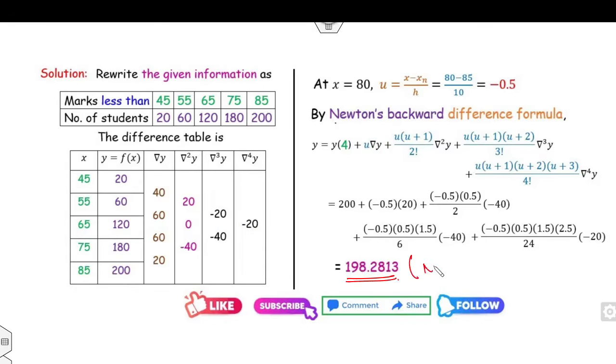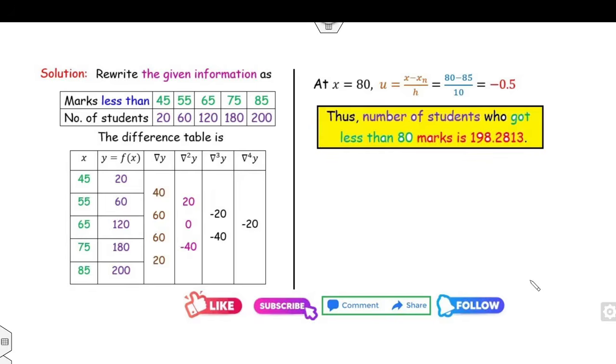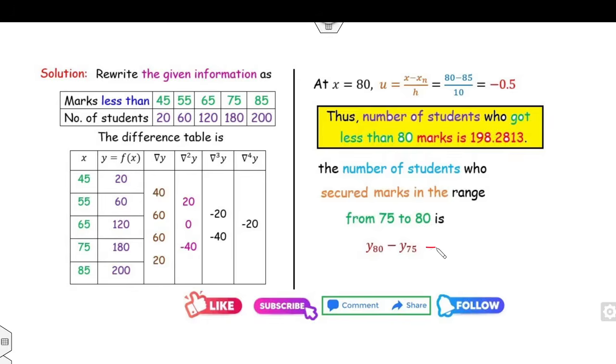What is the meaning of that? That means the number of students whose marks are less than 80. Now once you know the number of students whose marks are less than 80 is 198, then I can substitute this value. It is 198 minus y of 75. What is y of 75? It's 180. Because the number of students is always an integer, I can round it off to 198. Remember, this is the number of students, and the number of students is always an integer. So what is the meaning of this? That means the number of students whose marks lie between 75 to 80.